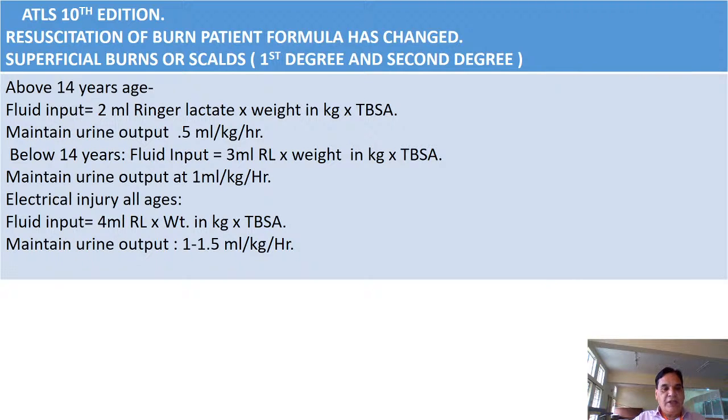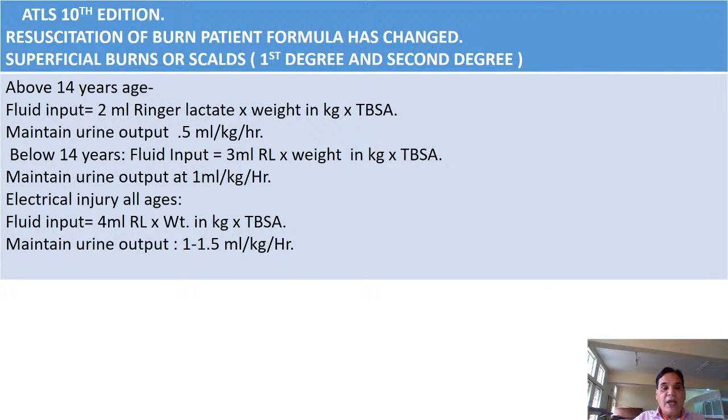As per the ATLS, that means Advanced Trauma Life Support 10th edition, they have changed the burn formula for first and second degree burns. What do they say? Our original formula says 4 ml, 4 ml for any age group. What they are doing now: above 14 years of age, it is 2 ml of Ringer lactate, not 4 ml. Urine output has to be maintained at 0.5 ml per kg.